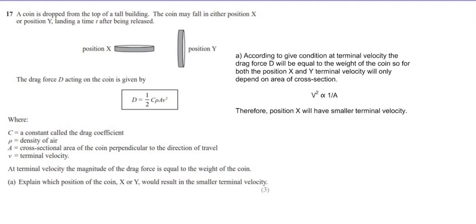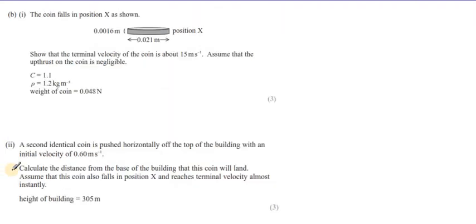Okay, so next part B I. The coin falls into position X as shown. The diameter and thickness show that the terminal velocity of the coin is about 15 meters per second. Assume that the upthrust on the coin is negligible. So C is given, rho is given, weight of the coin is given.